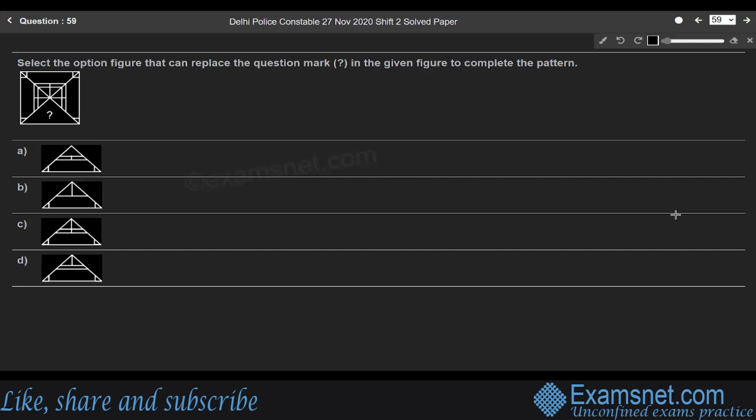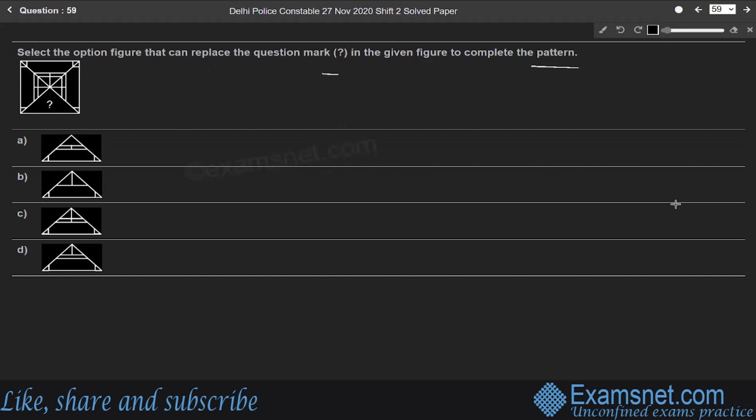Select the option figure that can replace the question mark in the given figure to complete the pattern. So the given figure is like this. So complete this pattern. Look at option C. Option C completes the portion in the center as well as the part in the corner, the square portion in the corner. Therefore, option C is the right answer.